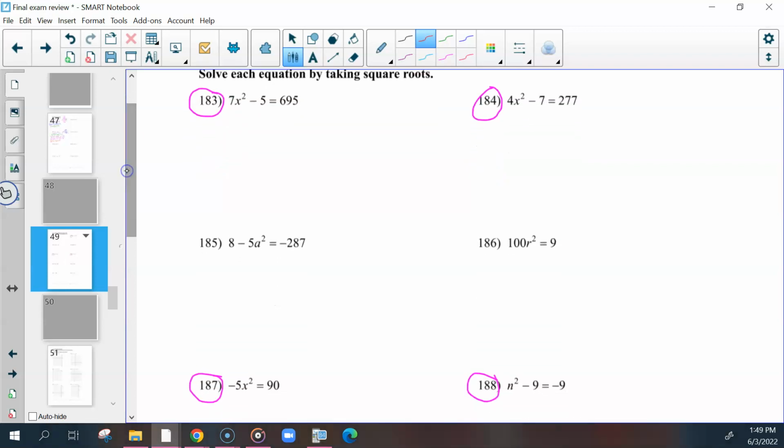For 183, we will need to solve this using our square roots, but first we're just going to get x squared by itself. So add 5 to both sides. So we have 7x squared equals 700. Divide both sides by 7. So x squared equals 100.